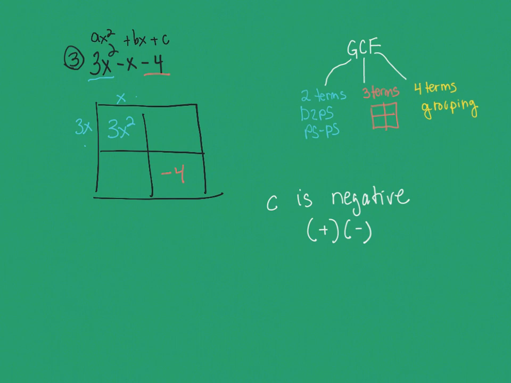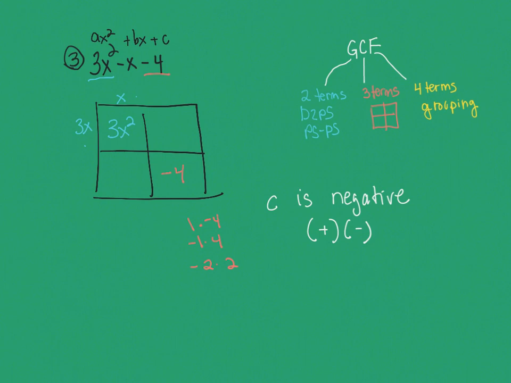And if I think about -4, I know that the factors are 1 and 4 and 2 times 2. Now, since we know that c is negative, and I have to have one positive and one negative, then the factors of 4 could be negative 1 times 4, or 1 times negative 4, or a negative 2 times a positive 2. Those are all the possible combinations that we could have.